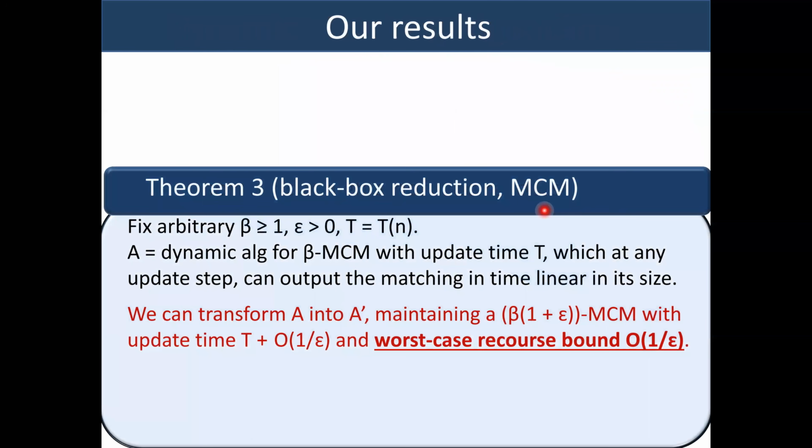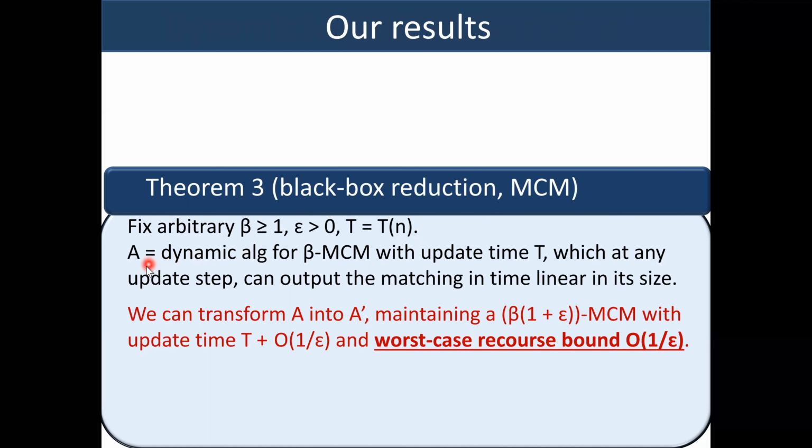Okay, so to remedy this, we propose the following theorem, which can be viewed as a black box reduction. And I'm starting with the unweighted case. So let's fix an arbitrary parameter beta, at least one, epsilon greater than 0, and let t be some runtime function. And n is the number of vertices in the graph.